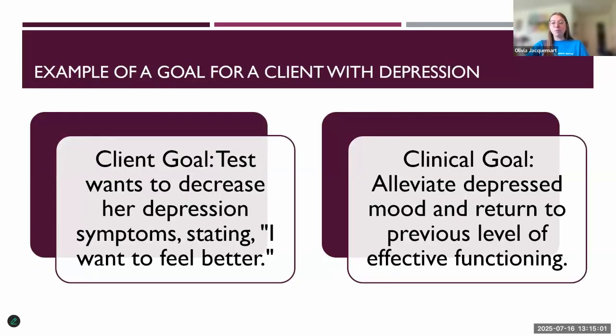So here we have an example. So we can see that we have the goal twice. So first, I've already mentioned the client goal. We want both a client goal there, and we want to make sure that we have a clinical goal to attach to that. So our example, the client goal, Tess wants to decrease her depression symptoms, stating, I want to feel better. And making sure we attach the clinical goal. The clinical goal is to alleviate the depressed mood and return to the previous level of effective functioning.